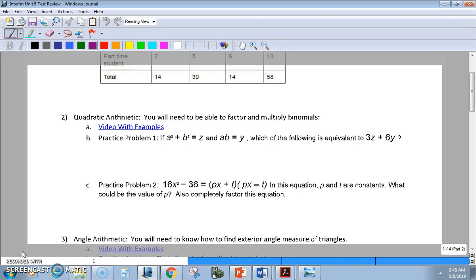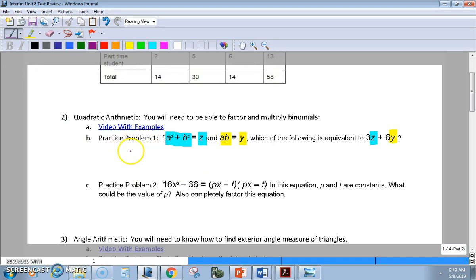So let's take a look at the first one. The first thing we're going to use is substitution. If you look, this says that z is equal to a squared plus b squared, and that ab is equal to y. So if you take a look over here, here's z. So instead of z, when I substitute back in, I'm going to put a squared plus b squared. And over here, instead of y, I'm going to go ahead and put ab. So let's go ahead and do that.